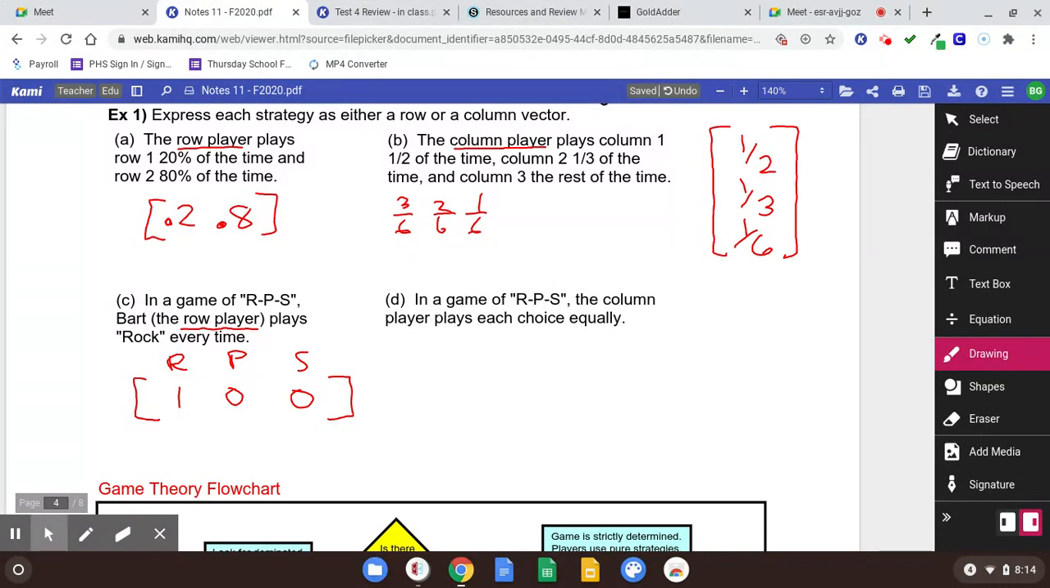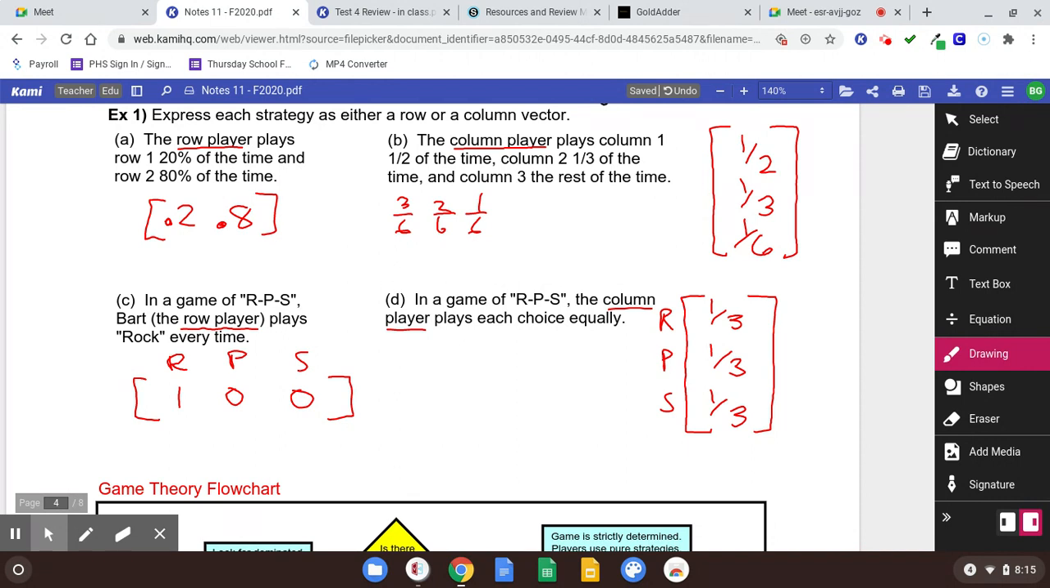In a game of RPS, the column player plays each choice equally. Well, what does that mean? What does it mean, equally? 1/3, 1/3, 1/3, right? Okay. Don't be afraid of fractions. Sometimes fractions are easier than decimals. I'd rather put 1/3 than like 0.3 repeating or something like that. I suppose you could, though. All right. So that's kind of our strategies that we're talking about.